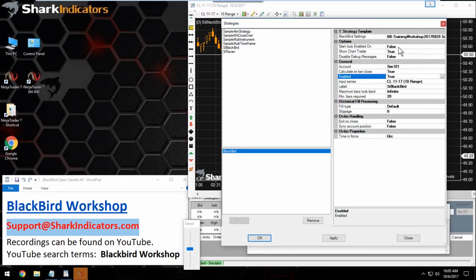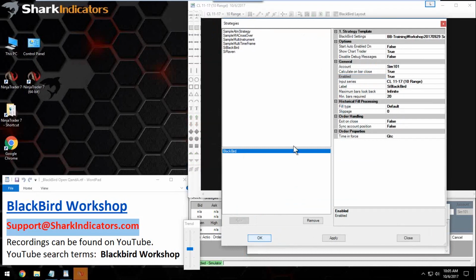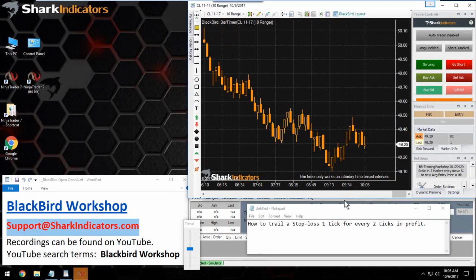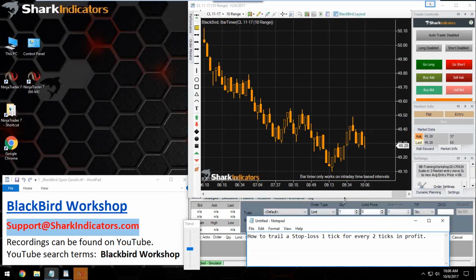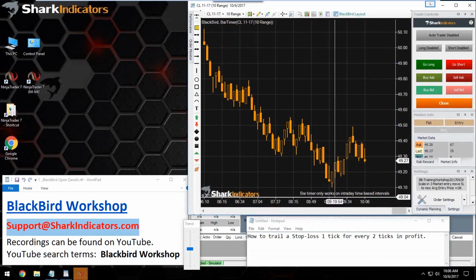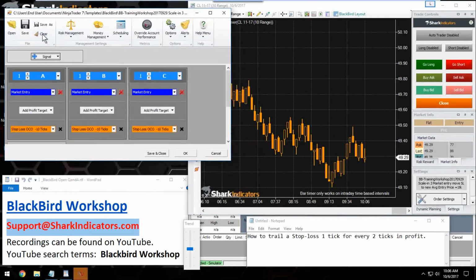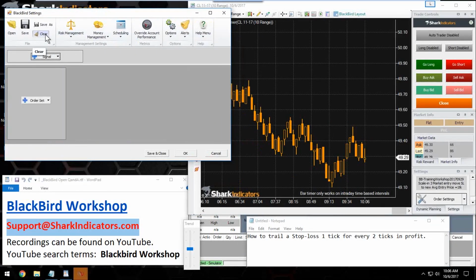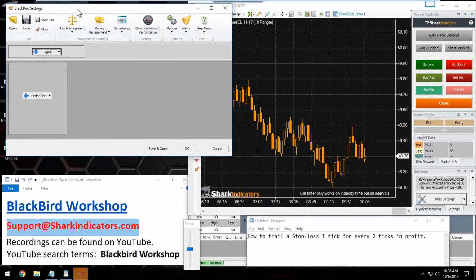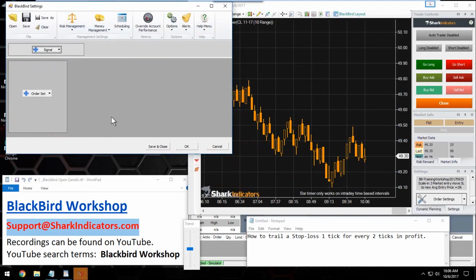So, all right, let's get BlackBird up and running on the chart. There we go. And we can see we already have a file left in BlackBird from last week. So we'll get this open and we'll clear it out. There's a nice little clear button there. Clear that out. Okay.